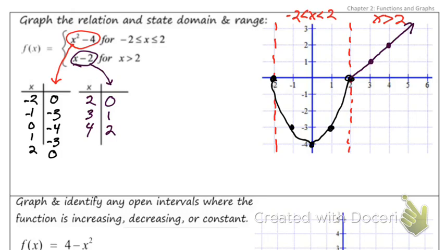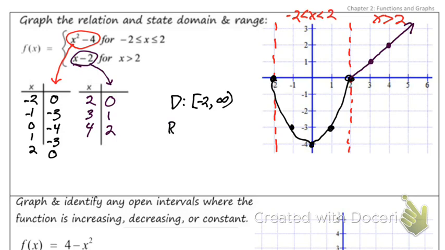We are supposed to do the domain and range. Can someone give me the domain of this one? How far left to how far right does this go? Brody? -2. Yep. With the bracket 2. Perfect. So it's -2 with a bracket to infinity. The farthest left is a -2. The furthest right is infinity.